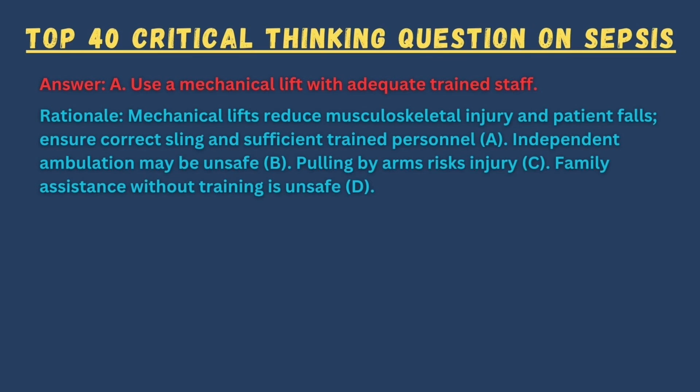Answer. A. Use a mechanical lift with adequate trained staff. Rationale. Mechanical lifts reduce musculoskeletal injury and patient falls. Ensure correct sling and sufficient trained personnel. A. Independent ambulation may be unsafe. B. Pulling by arms risks injury. C. Family assistance without training is unsafe.